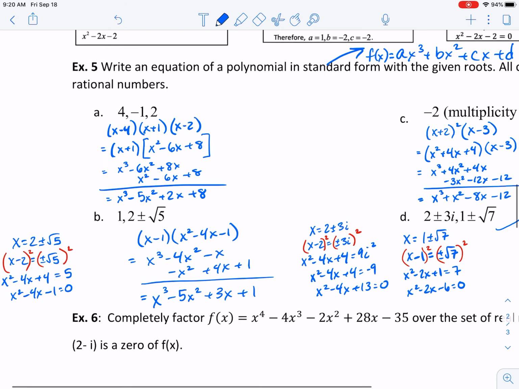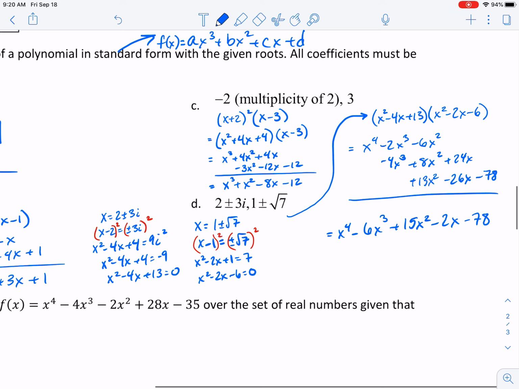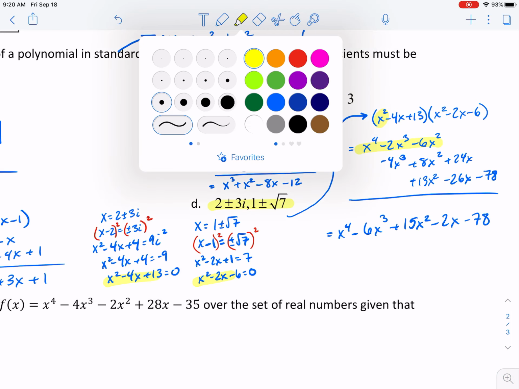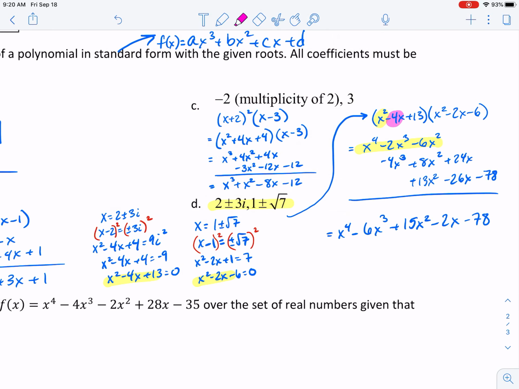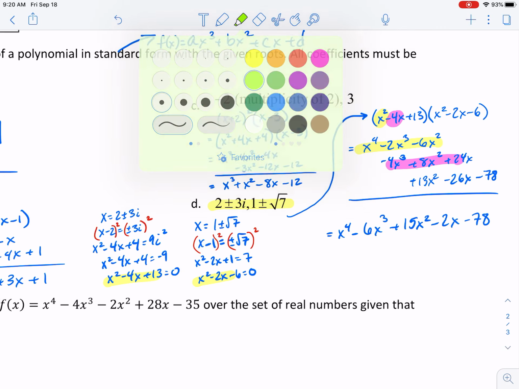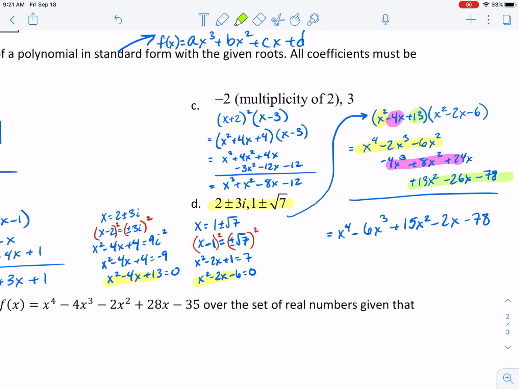Okay, sorry. This one got a little bit more involved, the letter D right here. On that one, I had to get those two quadratics and then multiply them out. And then once again, I multiplied everybody by x squared and got that row. And then I multiplied everybody by negative 4x and got that row. And then I multiplied everybody by 13 and got that row, and then I combined my like terms, but I had it set up so that my like terms were on top of each other.